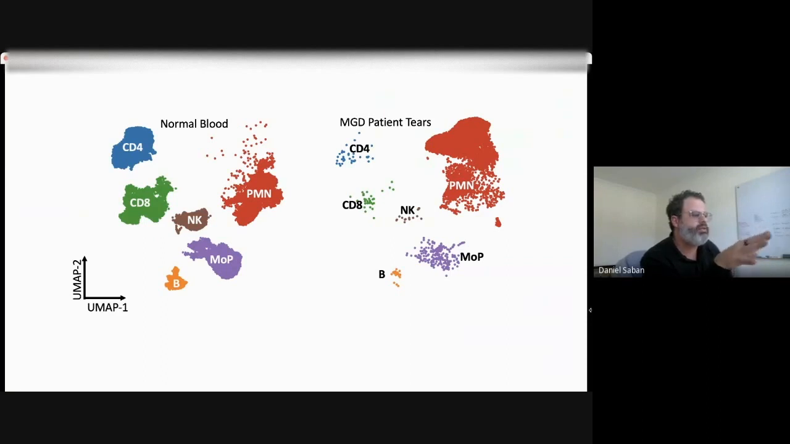And this is about 40 different patients. And you can see in the tears, there's an enrichment of neutrophils in these patients, and we're starting to do imaging and looking to better describe the role of neutrophils in MGD. And so with that, I'll end. Next slide, please.